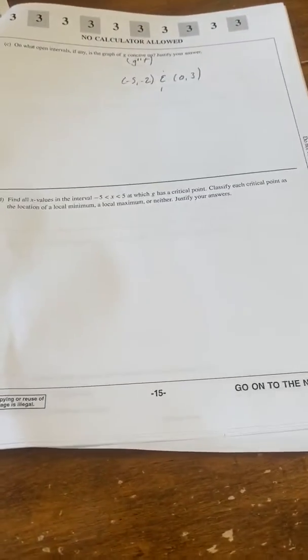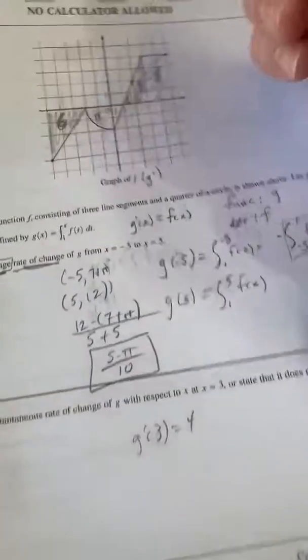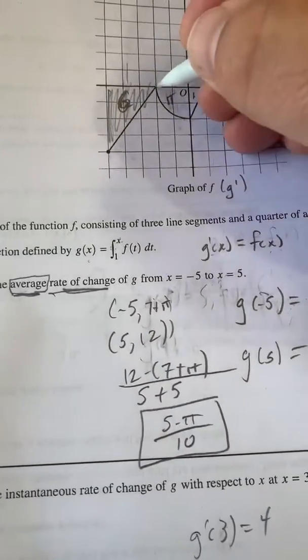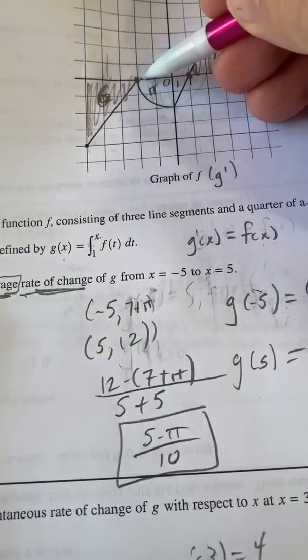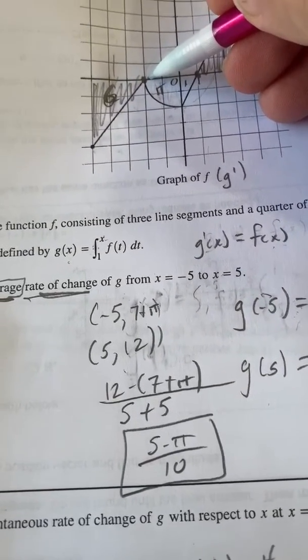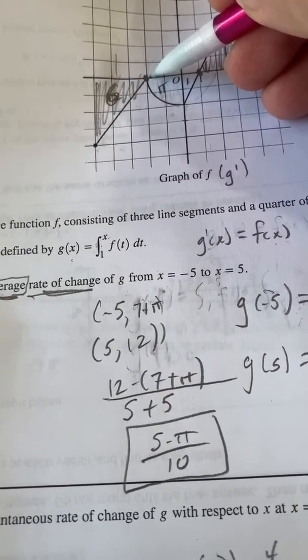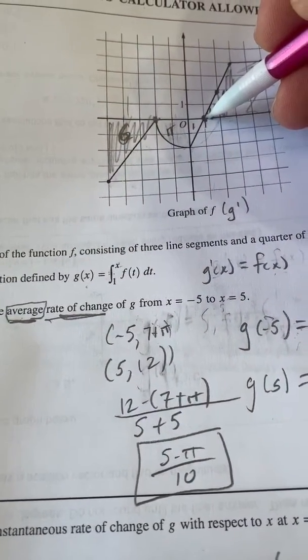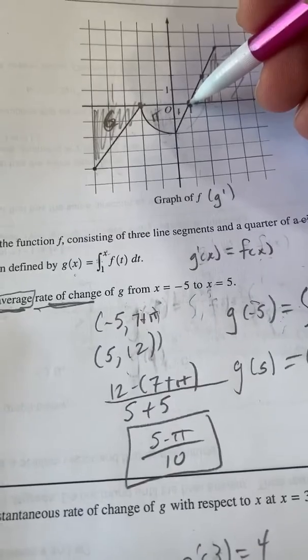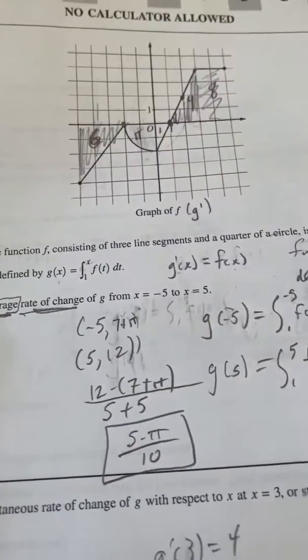D says, find all x values on the interval at which g has a critical point. Classify each as a local min, local max, or neither. This is a picture of g's derivative, so critical points, there's one right there and one right there. This is neither, because g prime goes from negative to 0 back to negative, and this is a min because g prime goes from negative to positive. We would say all of those things and get all those points. Again, you can look at the score guide on the actual document.